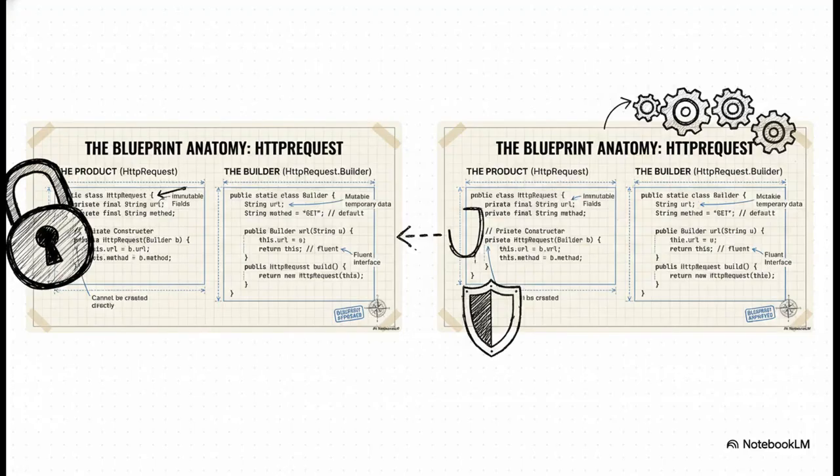So take a look at the code. You can see there are two distinct parts here, working in tandem. On one side, you've got the HTTP request itself, the product. Notice the private constructor and those final fields? That's what makes it immutable. And then you have its partner in crime, the builder, which holds all the data temporarily in its own mutable fields and provides those nice fluent setter methods.